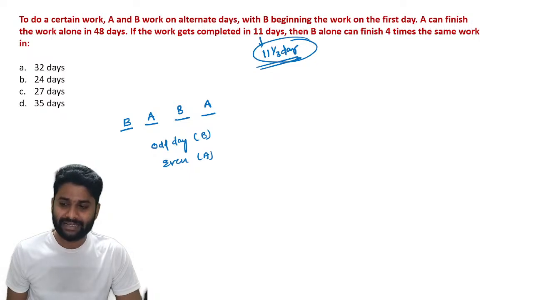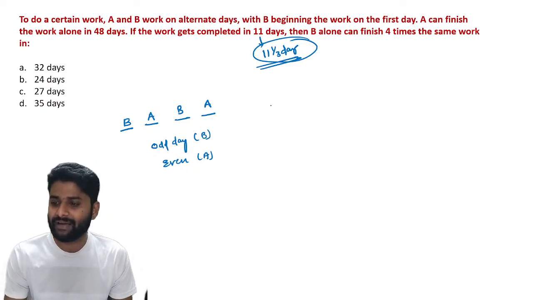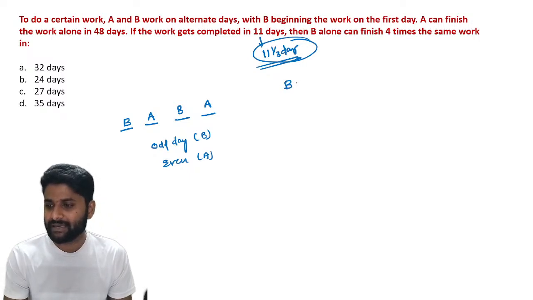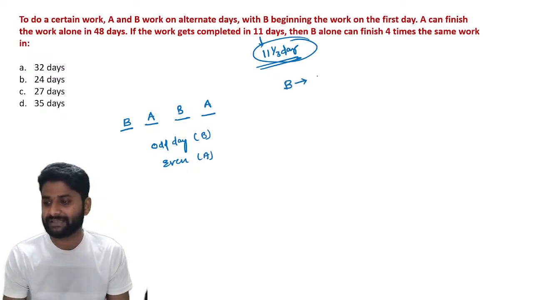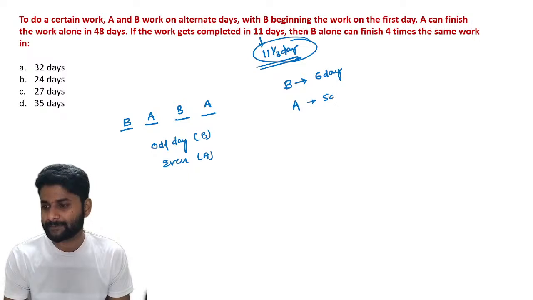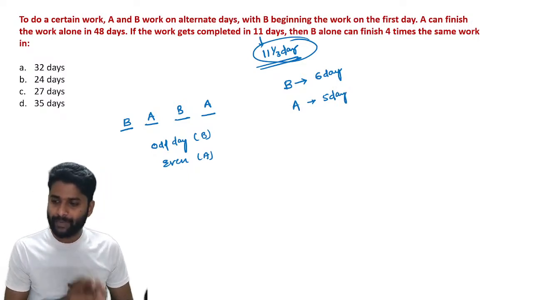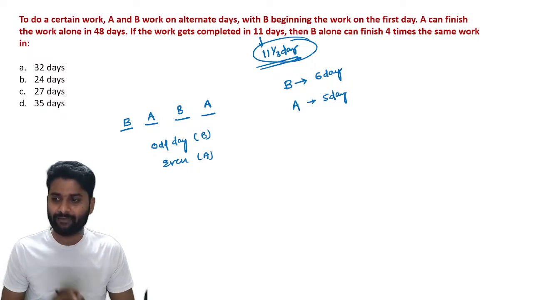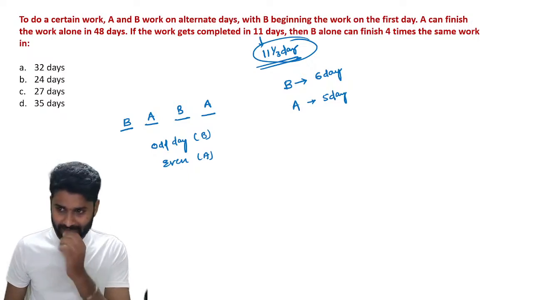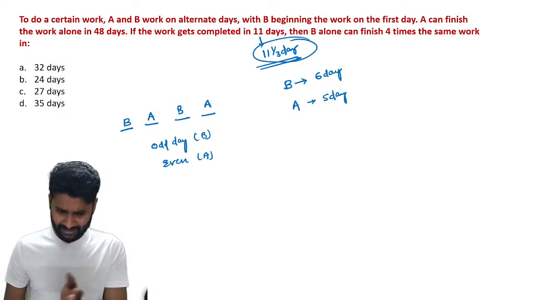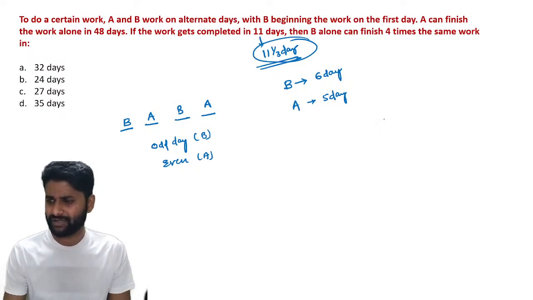11 1/3 days means 11 days are completed. In 11 days, B works for 6 days and A works for 5 days. Hope it's clear. And they clearly mention that the work is completed in 11 1/3 days. So definitely on the 12th day we have to assign A.